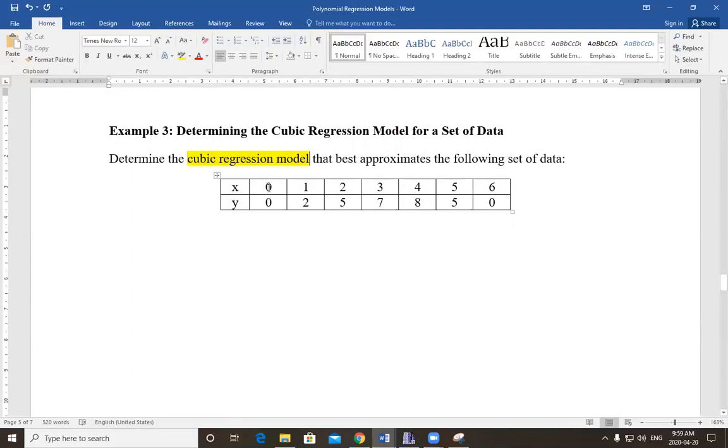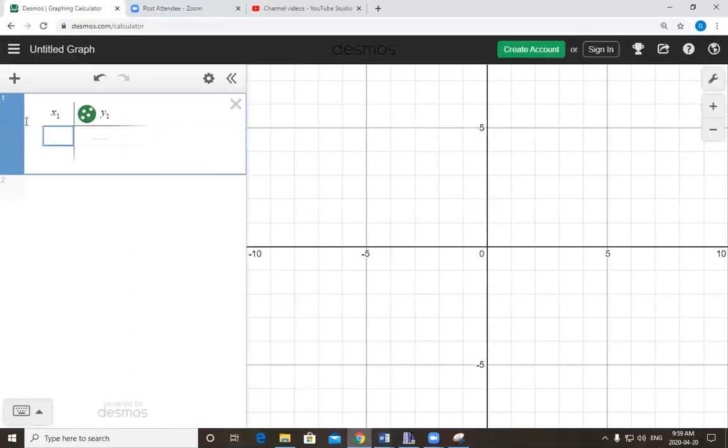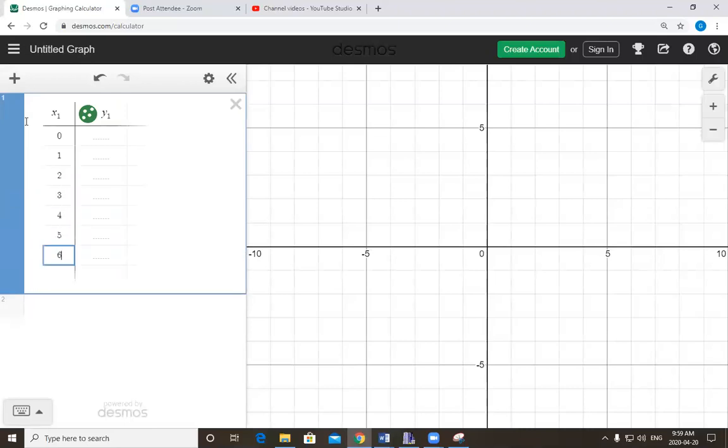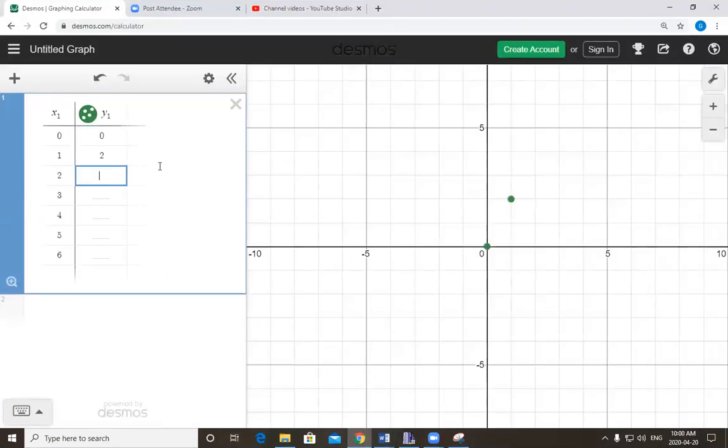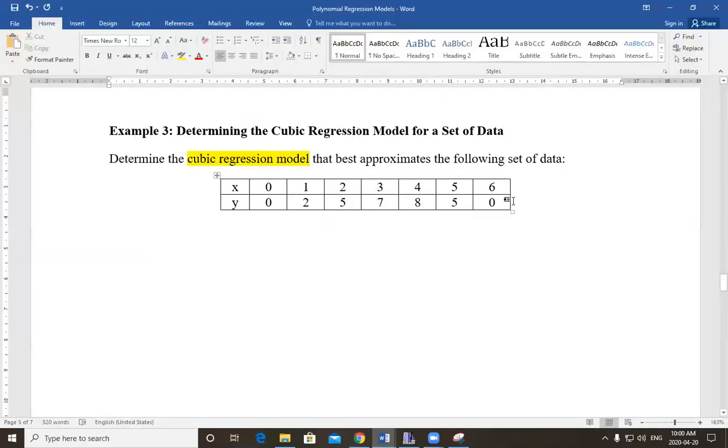So our x goes 0, 1, 2, 3, 4, 5, 6. Type that in. And our y values: 0, 2, 5, 7, 8, 5, 0. Making sure I got that right: 0, 2, 5, 7, 8, 5, 0. Good.